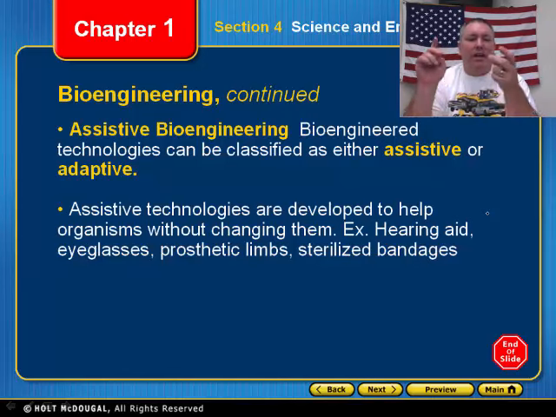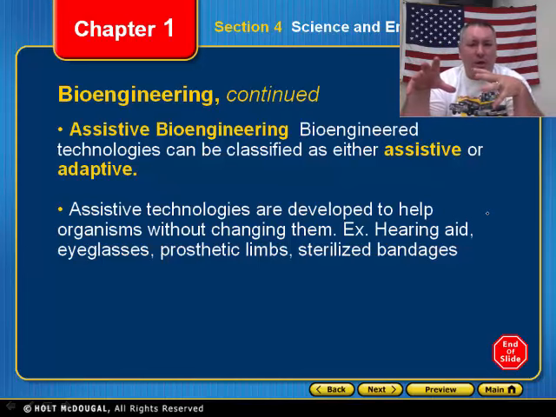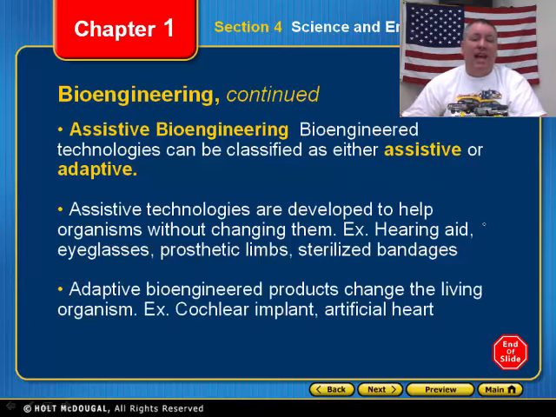Our examples would be a hearing aid, eyeglasses, prosthetic limbs, sterilized bandages. Those help that organism. They don't change the organism. The other one is the adaptive bioengineered products, and these change the living organism, like a cochlear implant. That's the people who have little circles on their heads. They actually have an implant in their ear canal so that they can hear.